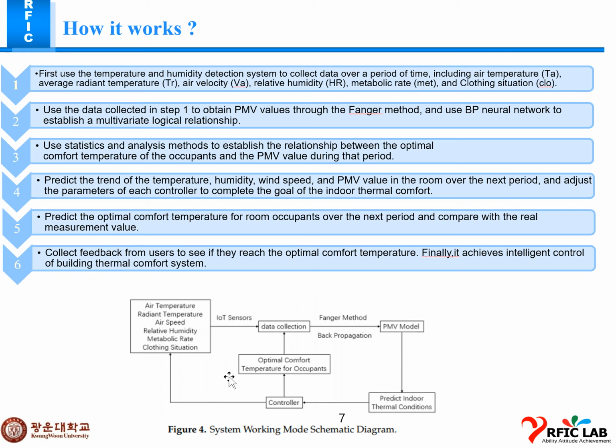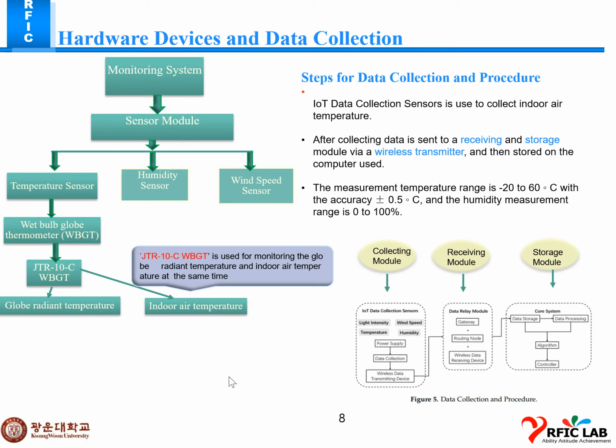Finally, it reaches the intelligent control of the building thermal comfort system. The next topic is about which hardware device and data collection have been used. I will explain this topic using a hierarchy method. In this hierarchical method, I will cover what hardware has been used, and how the data collection and procedures have been done.